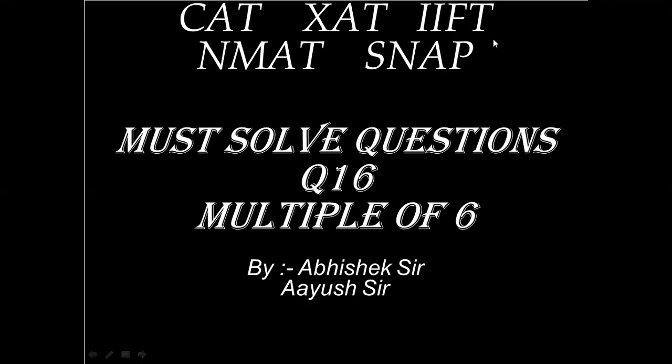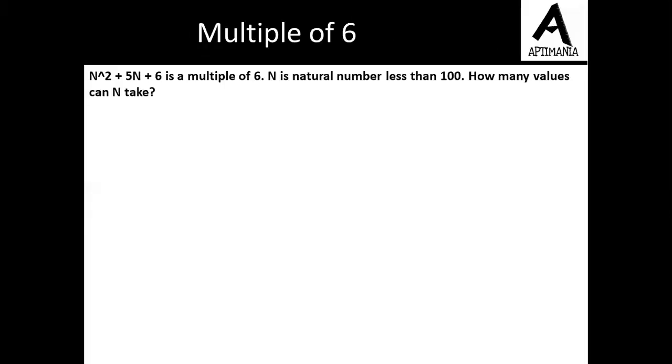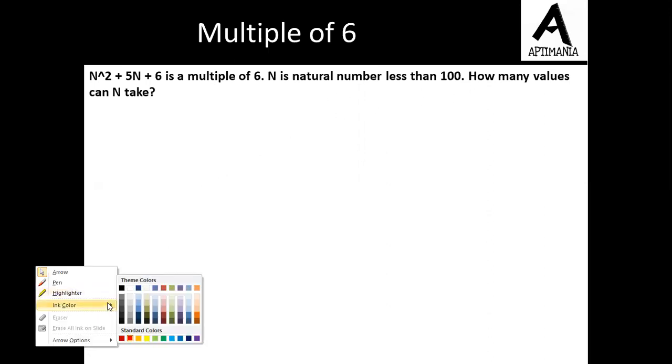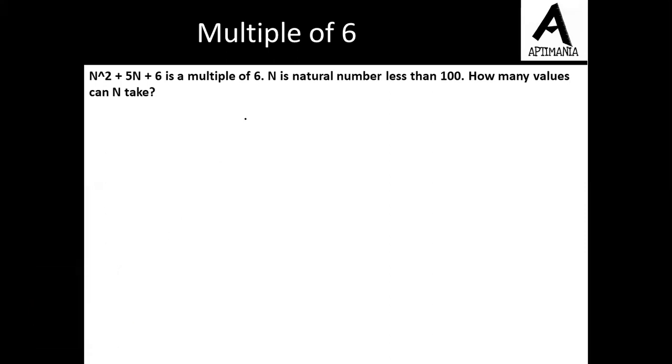Hello. In this video, we are going to discuss a question based on property of numbers. So the question is, n square plus 5n plus 6 is a multiple of 6. Now, n is a natural number and is less than 100. So how many different values can n take? Now, this seems to be a very simple question, but is a bit logical one. Not difficult, but a bit logical, right?